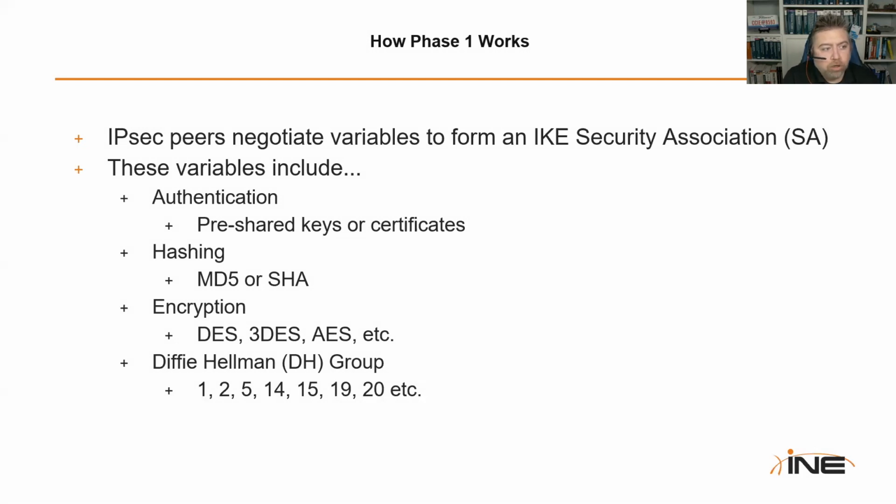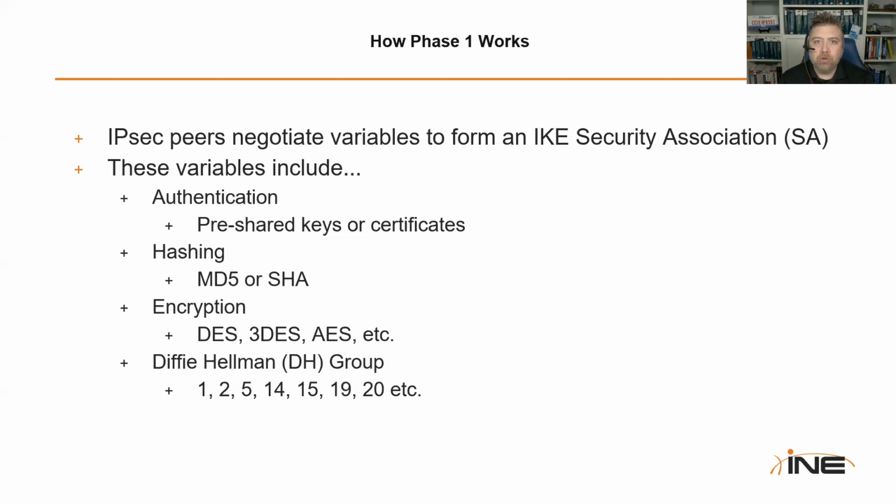So how phase 1 works is that the IPsec peers are going to negotiate what we call an IKE Security Association, or an SA. And during the negotiation of the SA, we have a bunch of variables that we need to agree upon before we can move on to the next phase, which is the IPsec negotiation. Okay, specifically, these are going to be the authenticator, the hash, the encryption algorithm, and then what we call the Diffie-Hellman group.